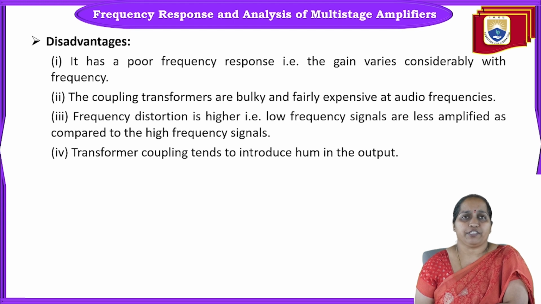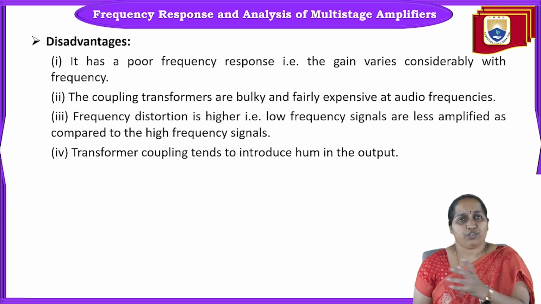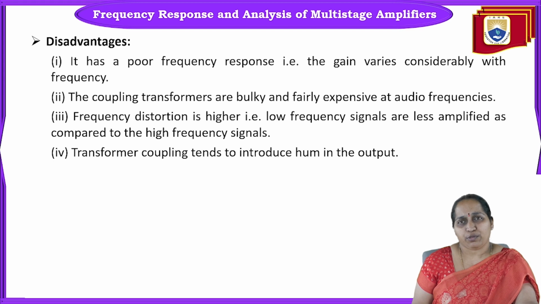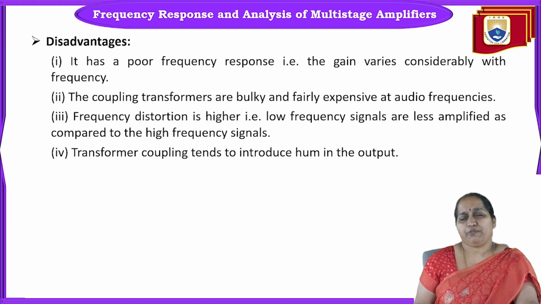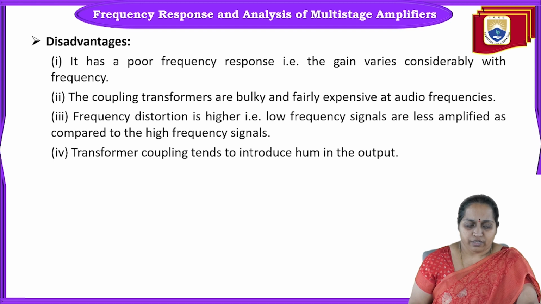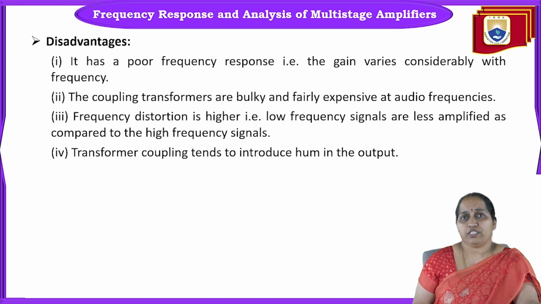Next thing you have is disadvantages. It has poor frequency response, that is, it is not constant over a given frequency range. The coupling transformers are bulky. It will occupy more space compared to that of the RC coupled amplifier, as well it is more expensive. And there is some frequency distortion, which is more in case of transformer coupling amplifier. And also it results in hum in the output. These are the four disadvantages: poor frequency response, it occupies more space and is more expensive compared to RC coupling, frequency distortion is high, and it will introduce hum in the output.